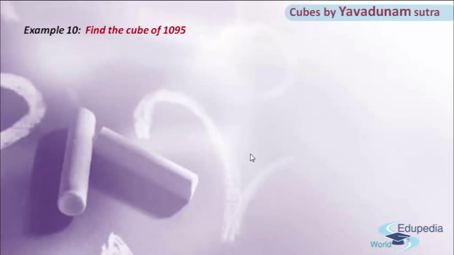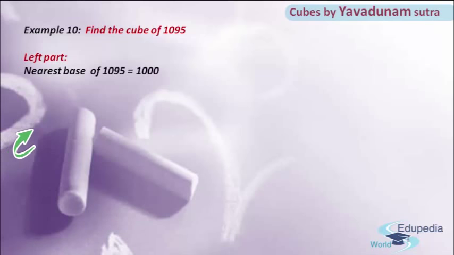So friends, in order to find the cube of 1095, we have some parts of the process that we have to follow. The first part of the process is the left part. Here in the left part, the first step is to find the nearest base of the given number. Here the given number is 1095 and the nearest base for this number is 1000.